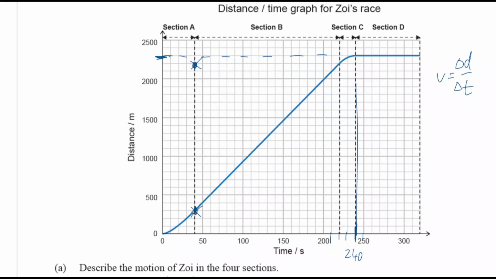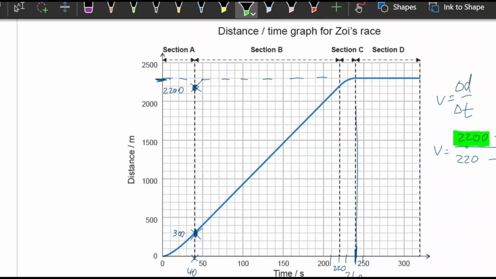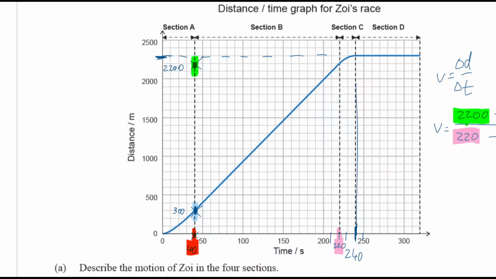So she starts at a distance of 300 right there, and finishes at a distance of 2,200. So the change in distance will be 2,200 minus 300. And the change in time, she starts at 40 seconds and travels that distance at 220 seconds. So the change in time would be 220 minus 40. Right, so just to emphasize those points, just highlighting them, because this is the easy bit to mess up, counting the grid squares. So do take your time with the scale, label the points, double check it, triple check it, and then that gives us our equation for the speed, which we can then compute.